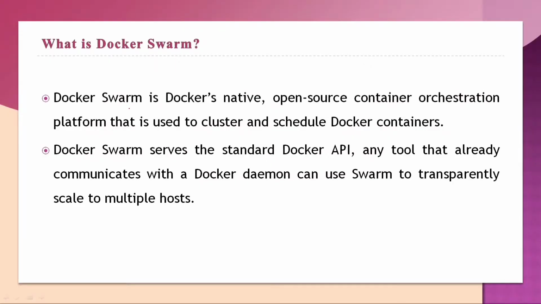First question is, what is Docker Swarm? Docker Swarm is Docker's native open source container orchestration platform that is used to cluster and schedule Docker containers. So in order to manage and cluster your containers, Docker Swarm is used. For managing the containers, we can also use Kubernetes, and mostly Kubernetes is used, but Docker has its own native platform that supports this feature, called Docker Swarm.